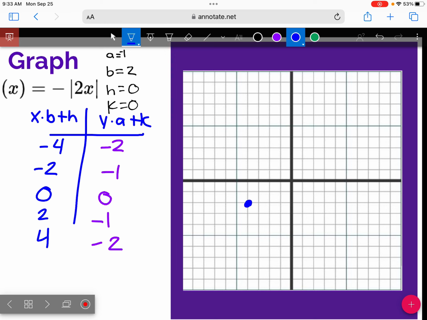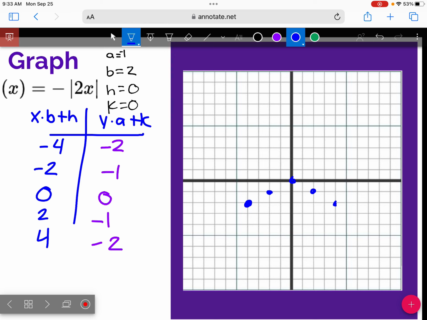You're not? If you don't need the table and you can get the graph, great. I'm going to be grading your graph. The table is just an easy way to get your graph. So -2, 1, 0, 0, 2, -1, and 4, -2.